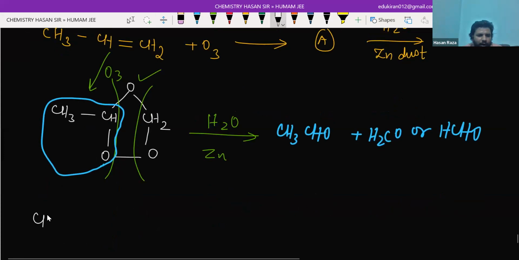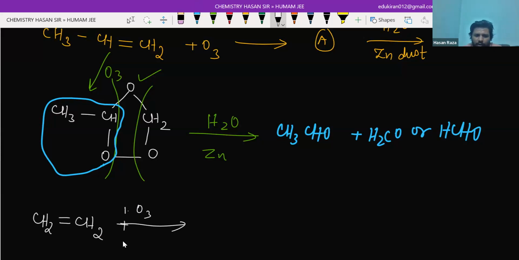Now I'm going to give another example of this. Let's say you have CH2=CH2, and when you react this with O3, I'm going to explain this in a single line. First, you react with O3, and the second is H2O followed by Zn. So what will happen? CH2, CH2. Now you are going to make a ring like this, with OOO. It will be like this.